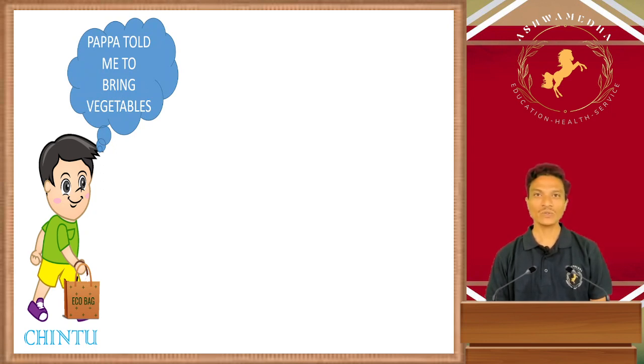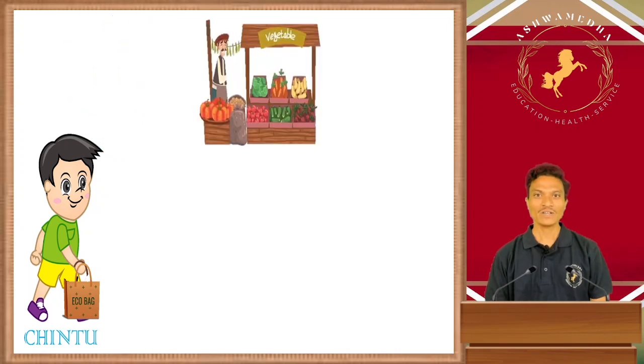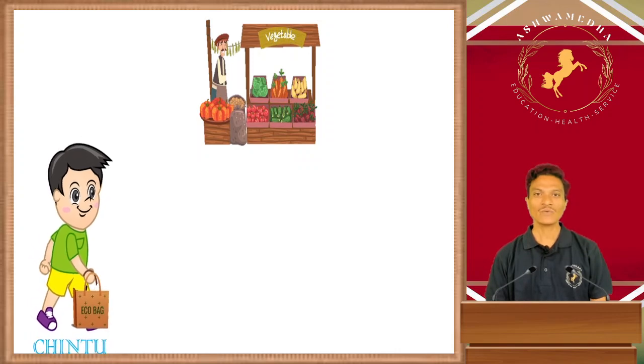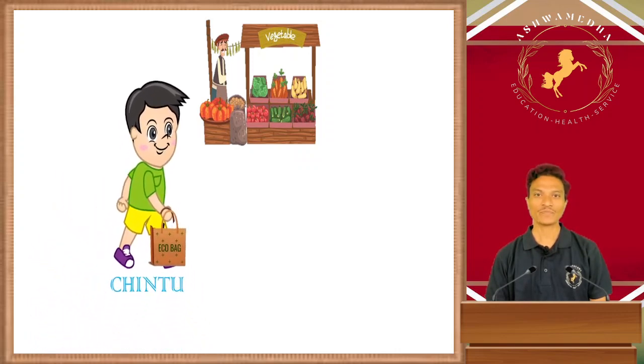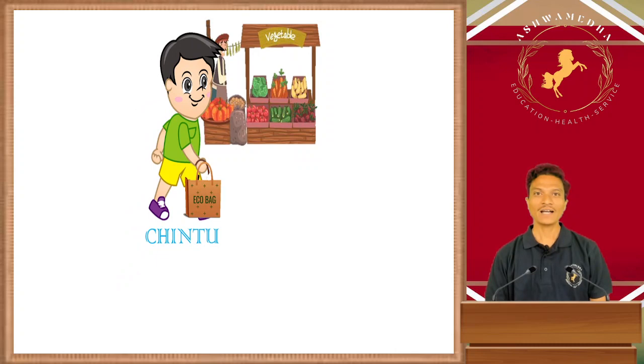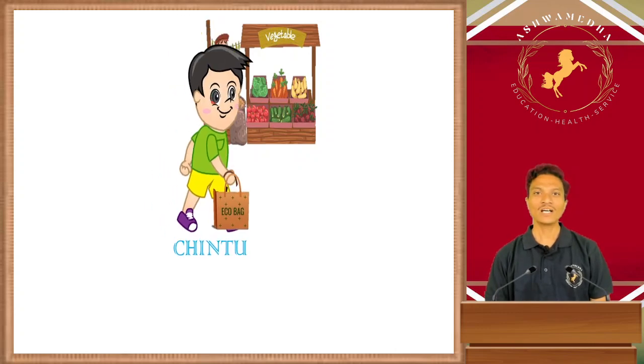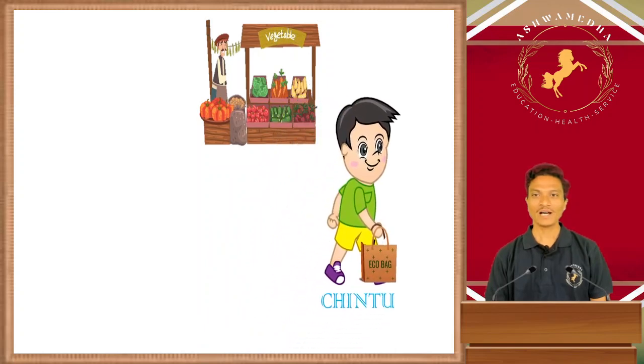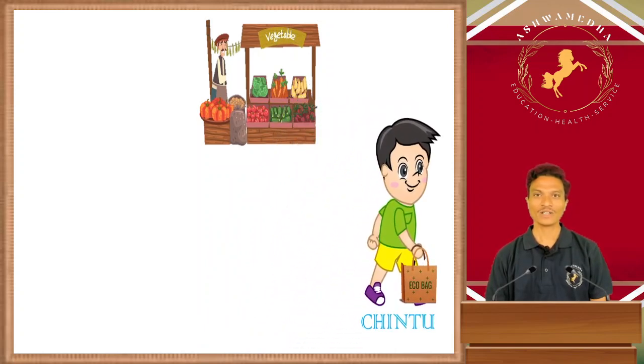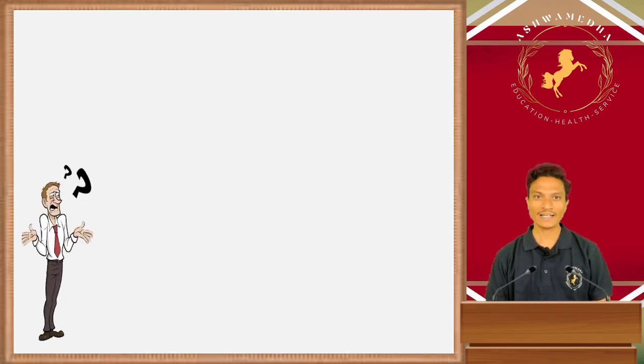He already knows where the vegetable shop is. So what will he do? He will take a vegetable bag and move towards the vegetable shop. He will reach the shop and ask the shopkeeper for the required vegetables. He will collect all those vegetables in the bag and move to his home. Now he has reached home and shows the vegetables he has brought to his father, but his father becomes very angry.